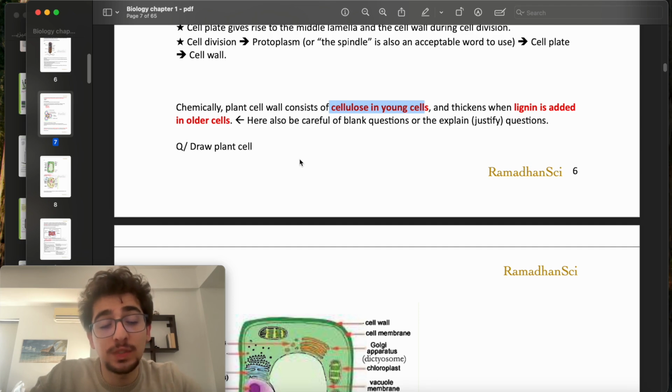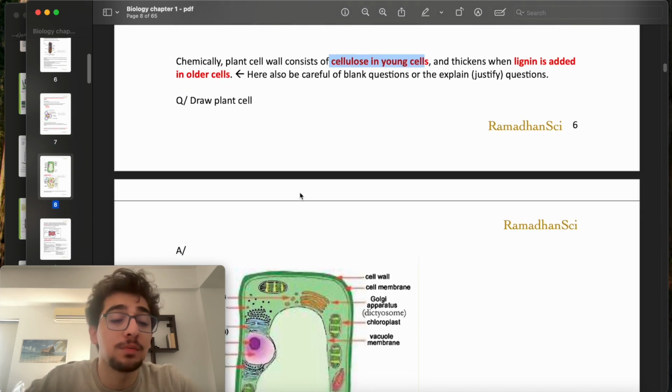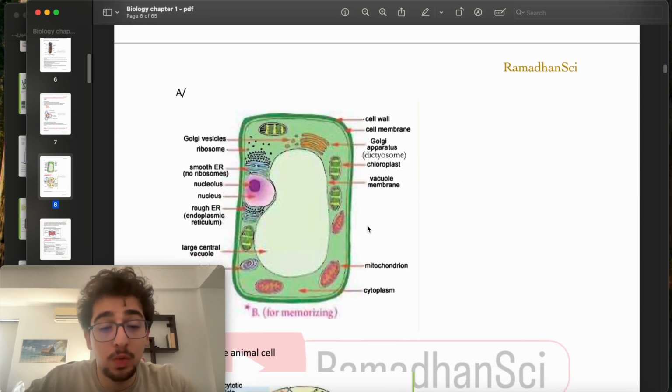But if the question was not specific and they just want the chemical composition of a cell wall without being specific, you will write down either the chemical composition of the cell wall of the plant cell or the chemical composition of the bacterial cell. Both answers will be correct at this point. Of course, the drawings, you don't want to miss them.